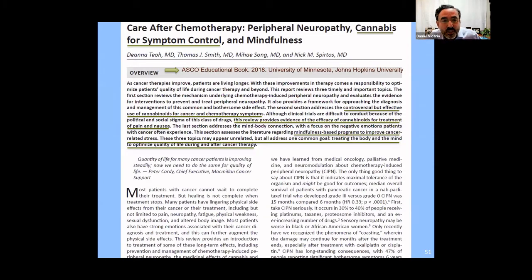But I want to show from the ASCO Educational Book in 2018, University of Minnesota and Johns Hopkins talked about care after chemotherapy, peripheral neuropathy, and cannabis for symptom control. It says here, controversial but effective use of cannabinoids for cancer and chemotherapy, and it shows evidence of efficacy for treatment of pain and nausea. So this is in the Bible of oncologists.